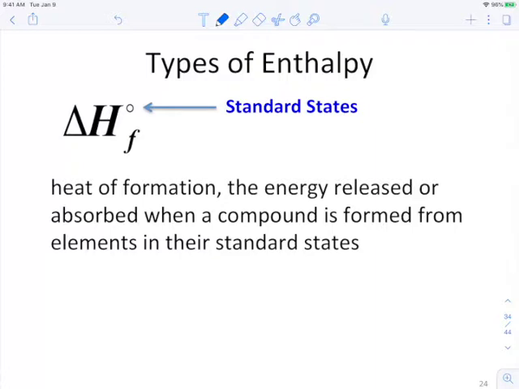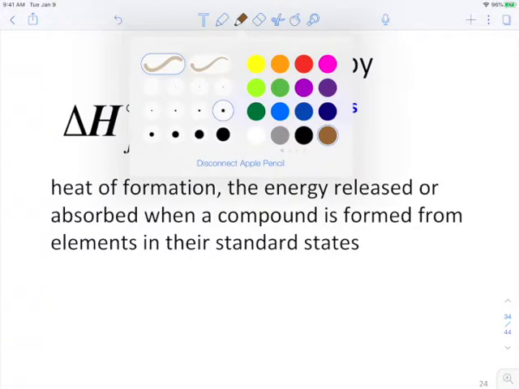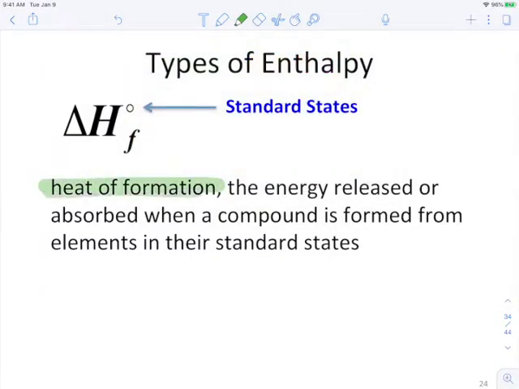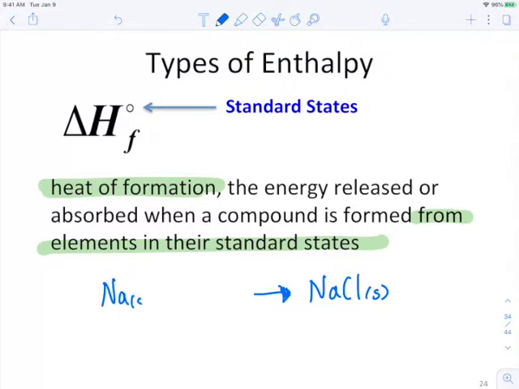So for the heat of formation, so delta H of formation is also called the heat of formation. The energy released or absorbed when a compound is formed from elements in their standard state. So let me show you what I mean. So let's say I was talking about making some NaCl, some table salt. What it is going to start with are the elements in their standard state. So sodium in its standard state is a solid, and chlorine its standard state is Cl2 gas.